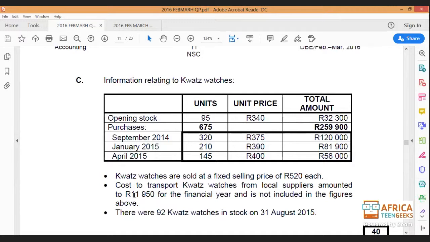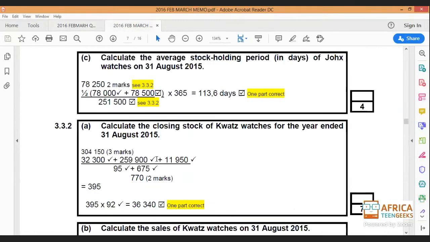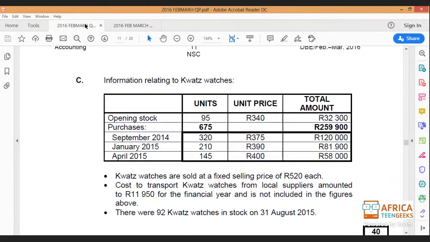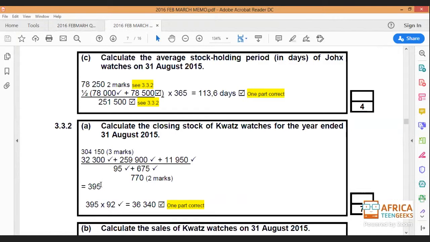It's the same as carriage on purchases, meaning now you need to include the cost that brings that inventory to its present location and condition. So no wonder we added 11,954 transport cost for these specific watches. Therefore, you must divide by the total number of units, including the opening units of 95 and the purchases of 675. So this was the opening units, your 675 was the purchases units. Therefore, your average price per watch using the weighted average method is 395.